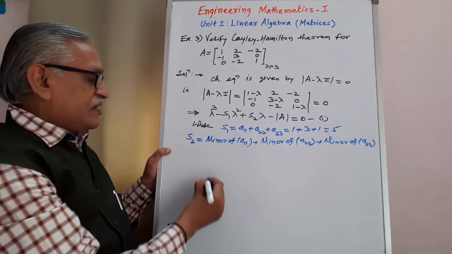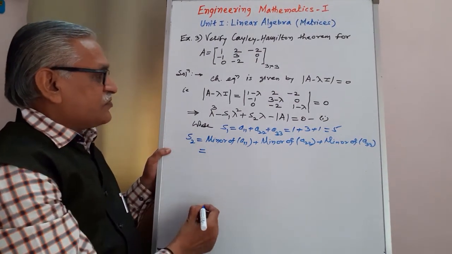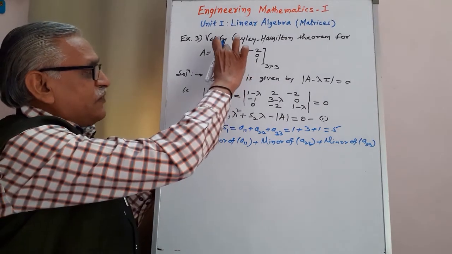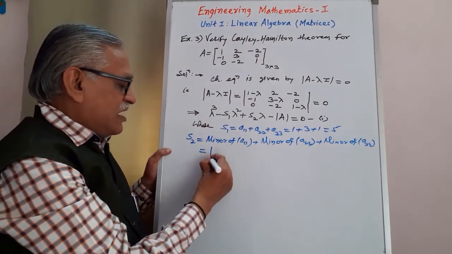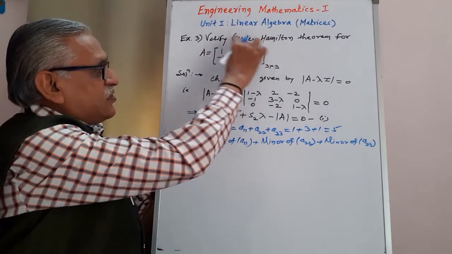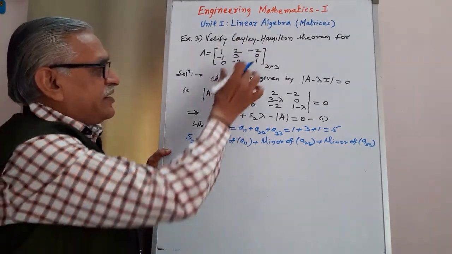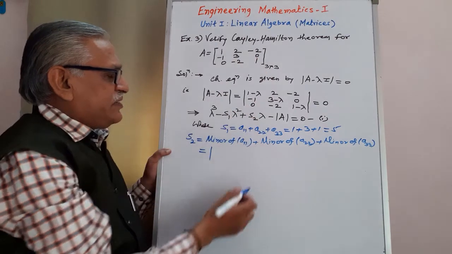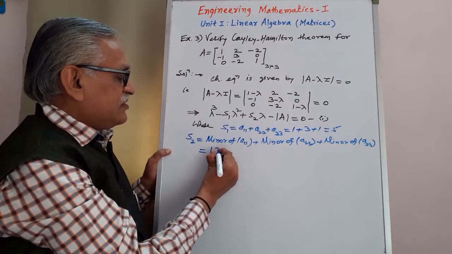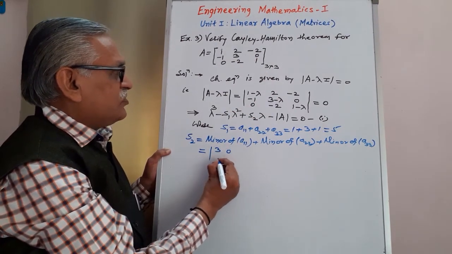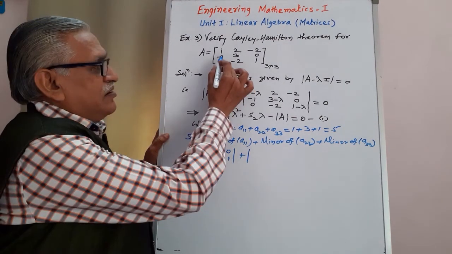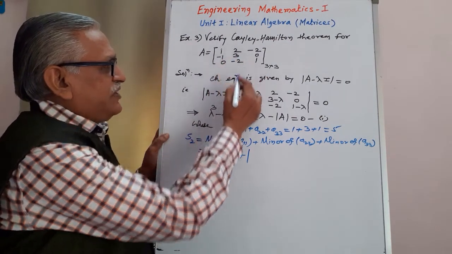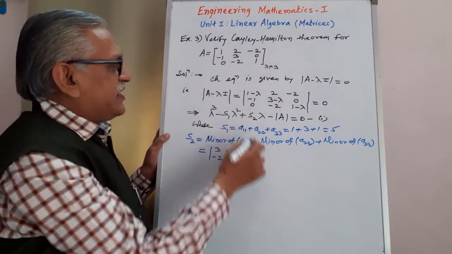And therefore it equals, we require to find minor of first, second and third. Applying that technique, neglecting the row and the column containing it, and then taking determinant of the remaining elements. That remaining elements are 3, 0, minus 2, minor for second diagonal element, neglecting the row and column containing it.